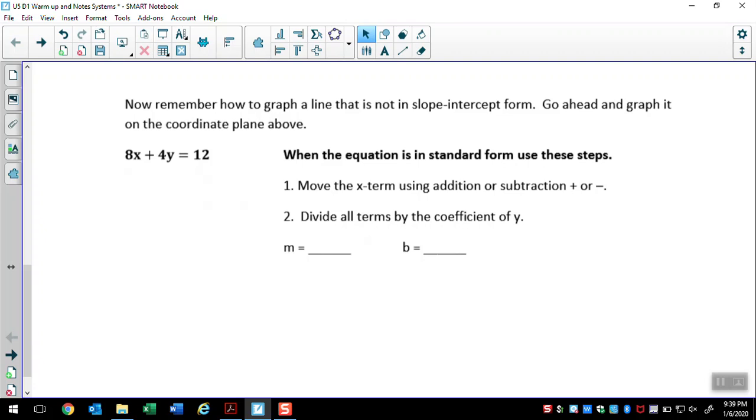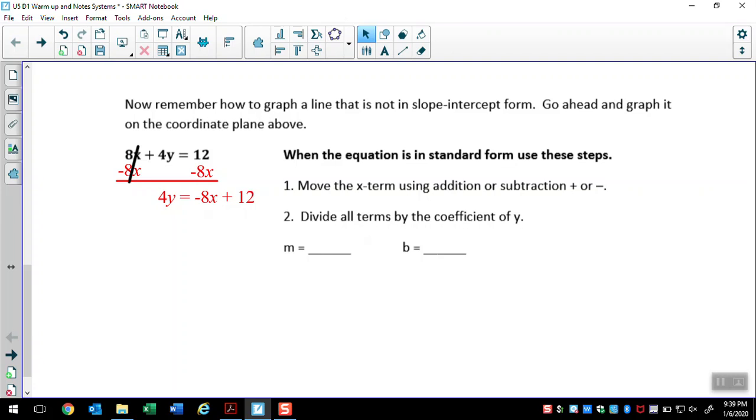First, we're going to move the x term using addition or subtraction. So I want to take my x term and move it over here with the constant. I'm trying to solve for y. So I'm going to subtract 8x from both sides. And when I do that, I end up canceling out the 2 8x's, and we're now left with 4y equals negative 8x plus 12. I like putting that x term first because the slope-intercept form is y equals mx plus b.